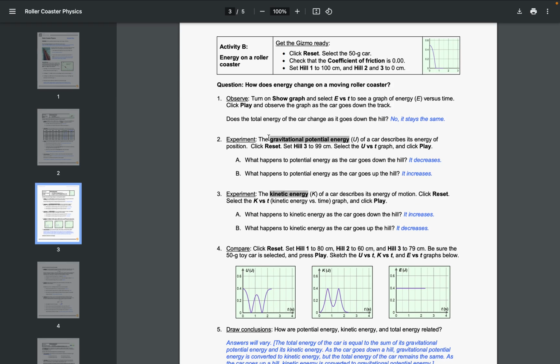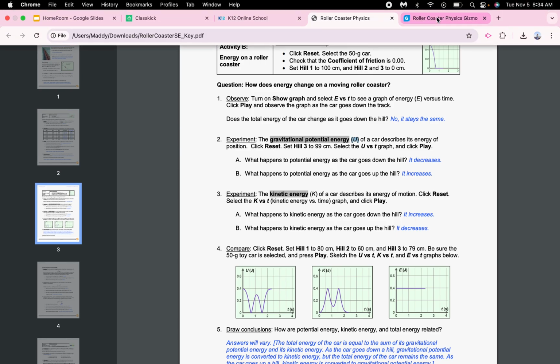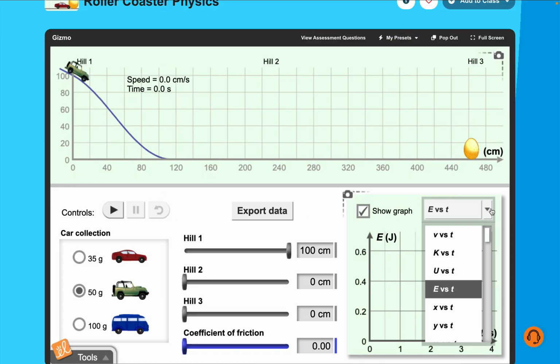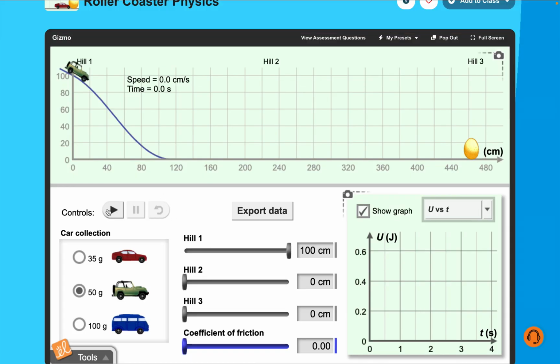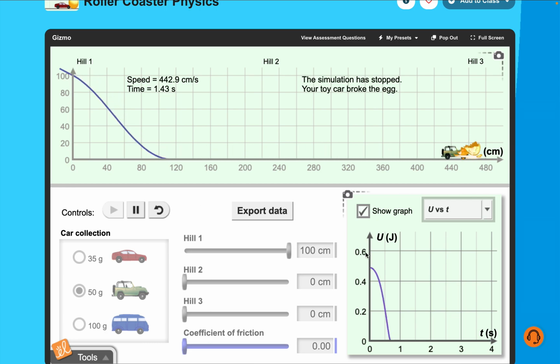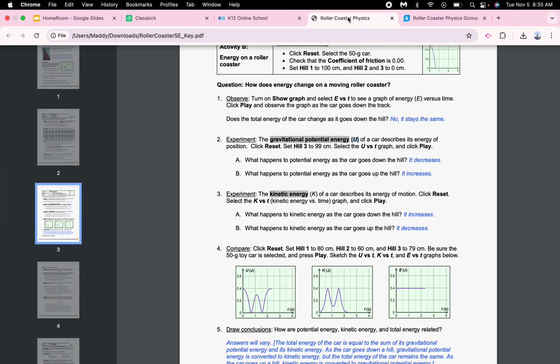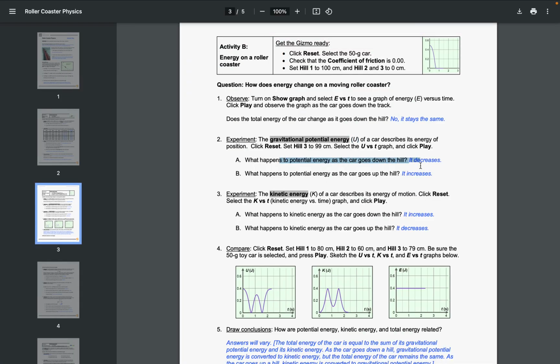Now we're going to check out the gravitational potential energy of the car. So we're going to go to the U versus T graph. We're going to reset it, go U versus T and press play. Here we see that it starts at that same point, but as it goes down the hill, it also loses that energy over time. So gravitational potential energy goes down. So what happens to it as it goes down the hill? It decreases.